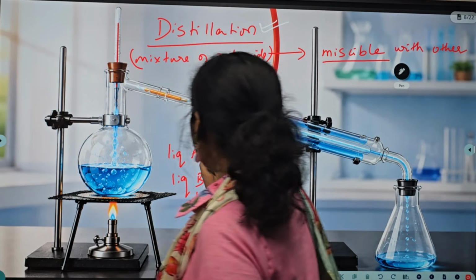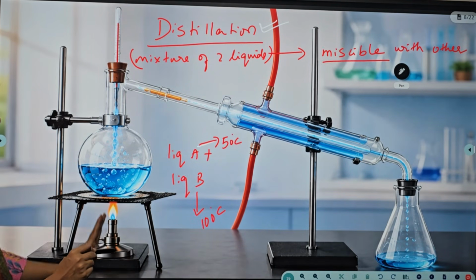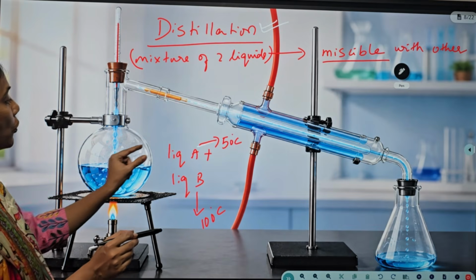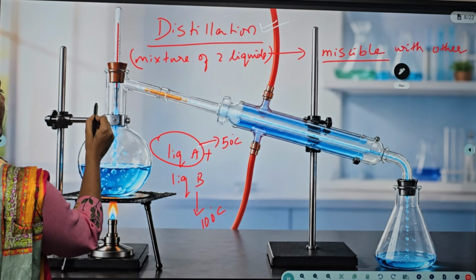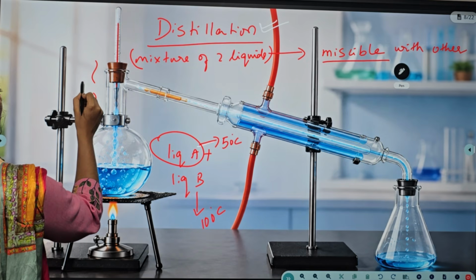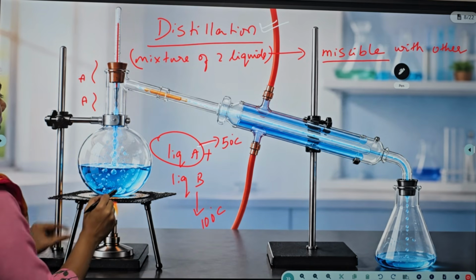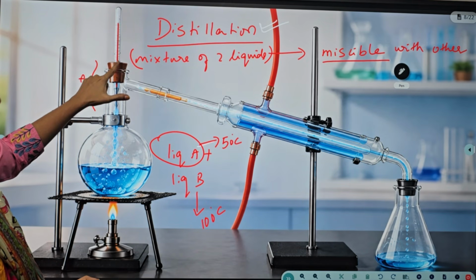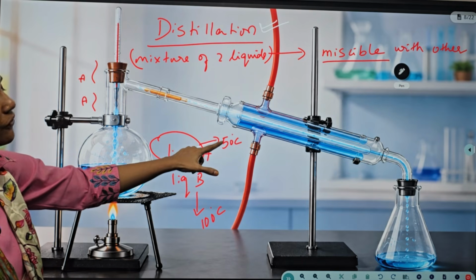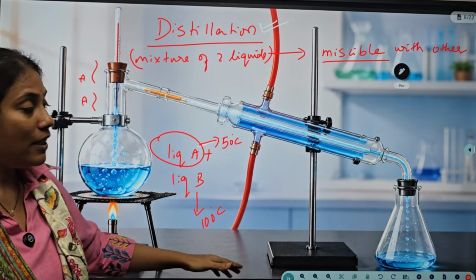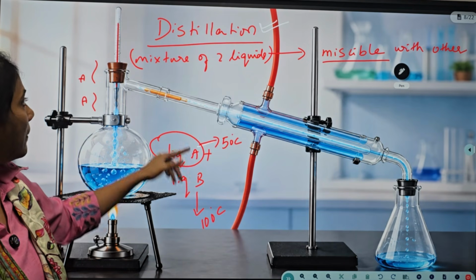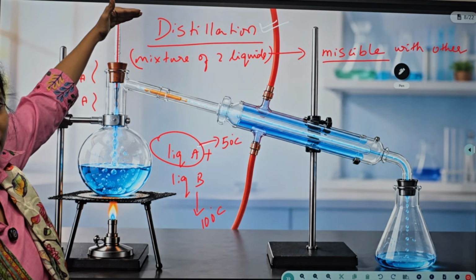So now liquid A, liquid B, I am trying to heat this. So first whose vapors will come? Obviously liquid A's. Liquid A's vapors are coming because the temperature first achieved is 50 degrees. After 50 degrees only it becomes 60, 70, 80 and then 100. So if you want to see the vapors of B, the temperature must be at 100 degrees.